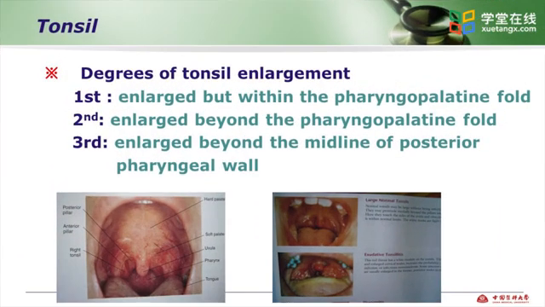So the third question: how many degrees of tonsil enlargement? When the patient has inflammation, the patient may have the tonsil enlarged. There are 3 degrees of tonsil enlargement. The first degree, it is enlarged but within the pharyngopalatine fold. Second degree, it is enlarged beyond the fold. Third degree, it is enlarged beyond the midline of the posterior pharyngeal wall. Do you remember that?